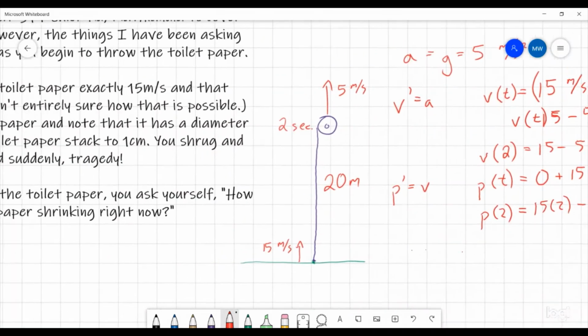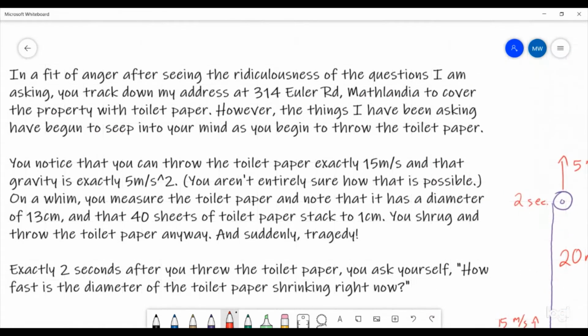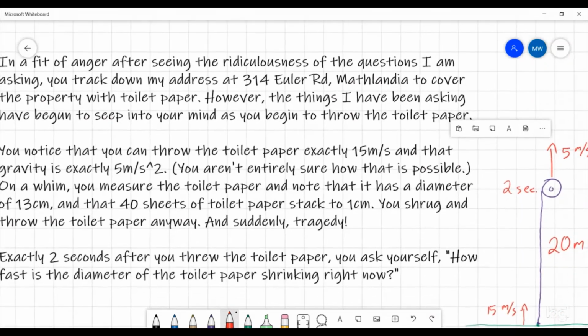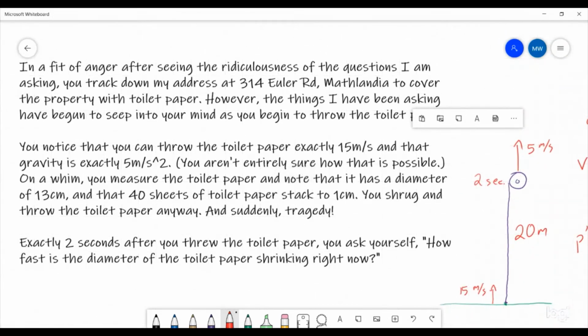Alright. We're going over here back to our question. So there we go. We have all the different things that we need. We are trying to figure out all of the different stuff left that we need. So we can throw the toilet paper at exactly 15 meters per second. So we've accounted for that in our picture. Gravity is exactly 5 meters per second squared. We've accounted for that. But now we're trying to figure out, how can we figure out how fast the toilet paper is shrinking?